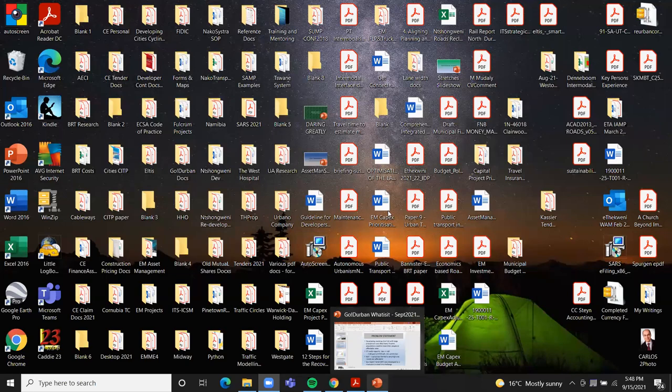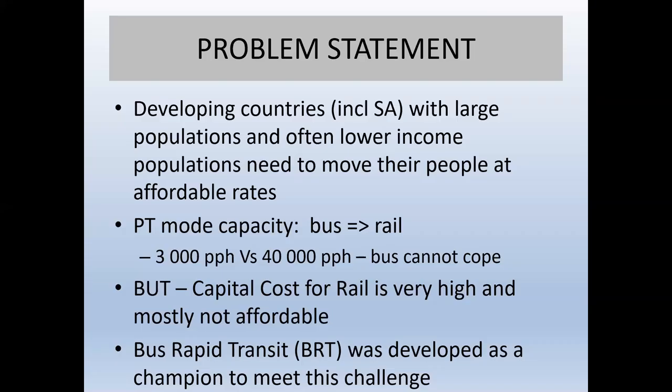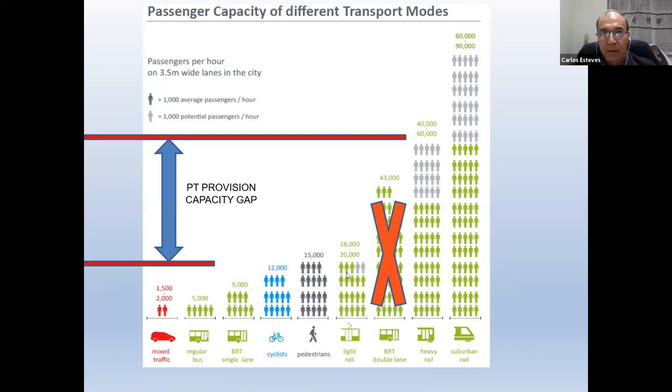Okay, so I was saying that the classical bus mode is about 3,000 people per hour. And if we look at a slide like this, you'll see that the bus mode sits down here somewhere at the 3,000 to 5,000, somewhere there. And then the next mode, which is light rail, we know for a fact costs, let's take an example, in New York in 2017, they built about a 3-kilometer piece of underground, the metro type, and it cost about 20 billion rand, and most developing countries just cannot afford the capital cost of going from an all bus mixed traffic type service to go to rail.